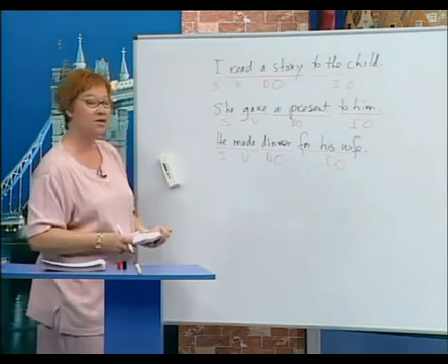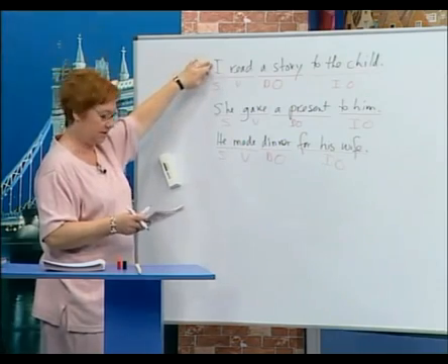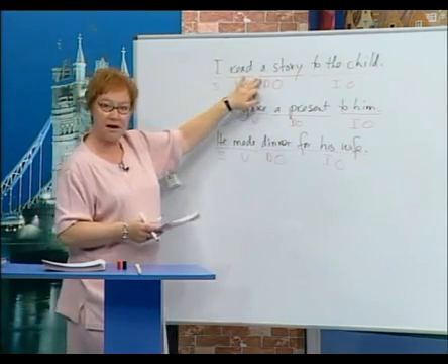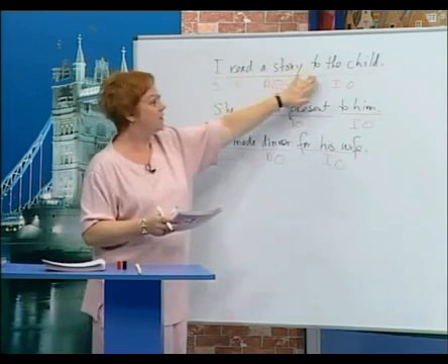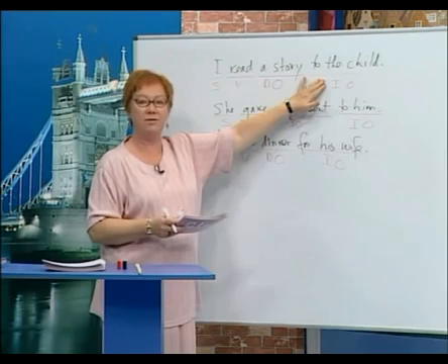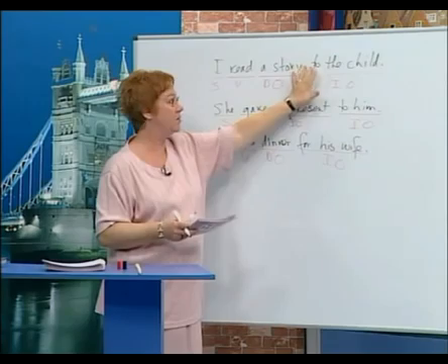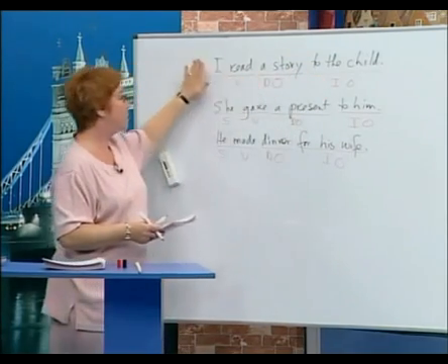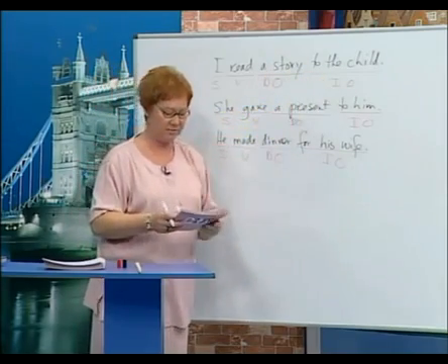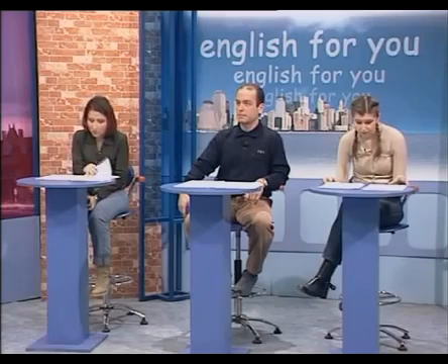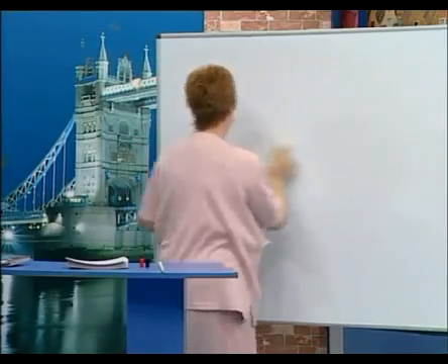Now, here are the questions. Who read the story? I read the story. What did I read? I read a story. And who did I read to? I read to the child. I read a story to the child. Okay, to the child. So, subject, verb, direct object, indirect object. Okay, let me make some more space and we'll ask more questions.